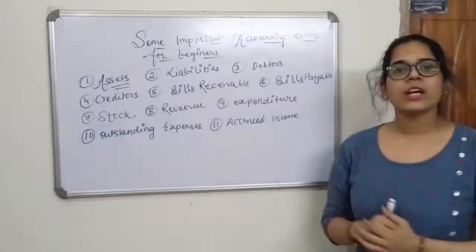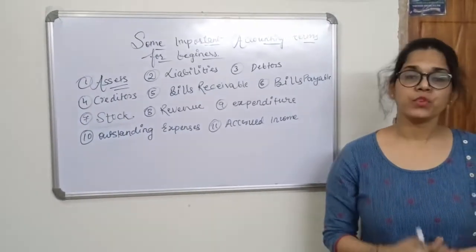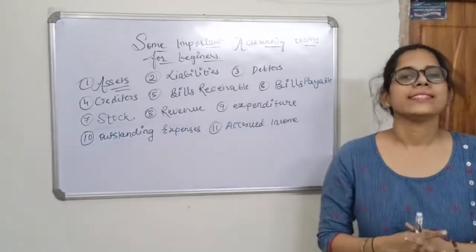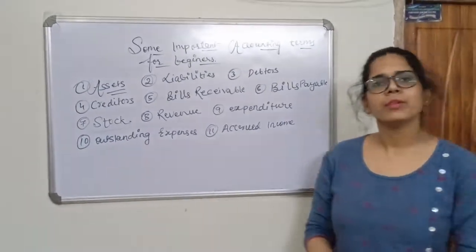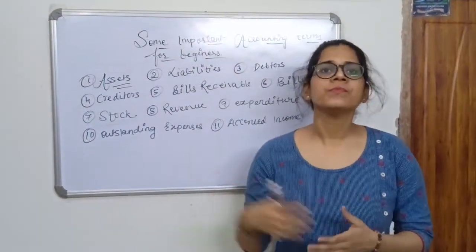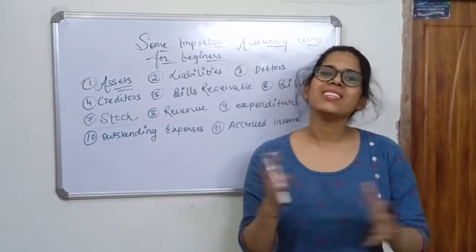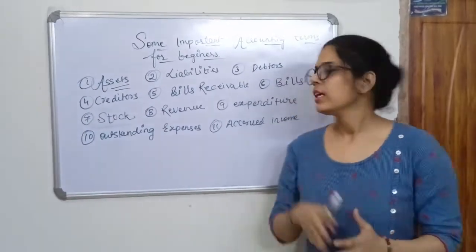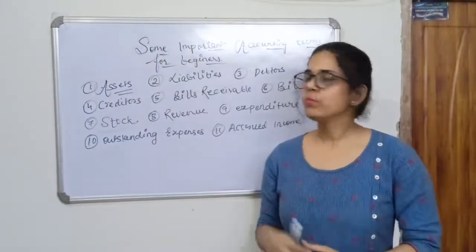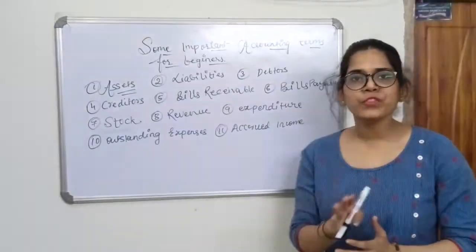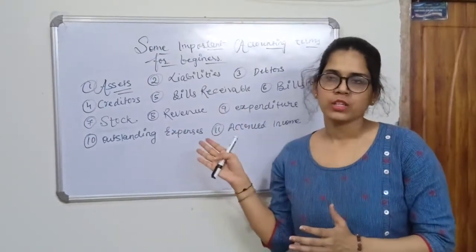Whereas accrued income is the income which I have earned but am yet to receive. Suppose I have earned an interest, or I have earned a commission, or I have earned anything, but I am yet to receive it in monetary terms, then we call it accrued income. I hope the terms are clear to you. Now I am moving forward to the next set of terms.